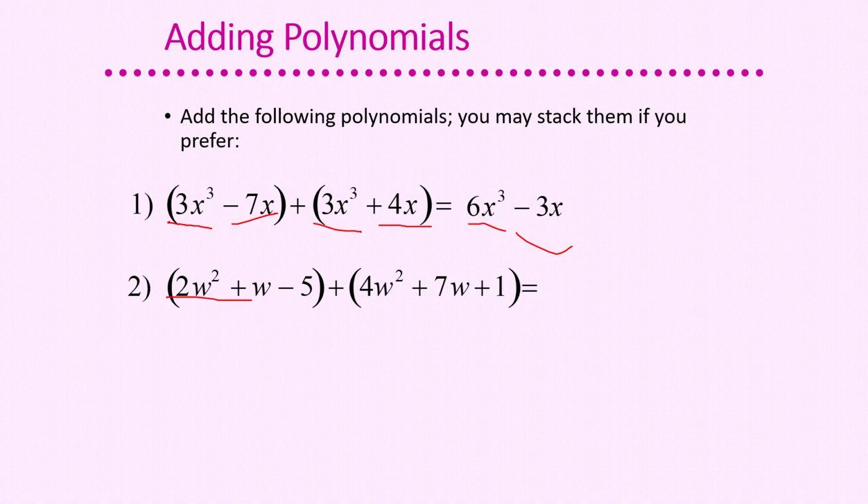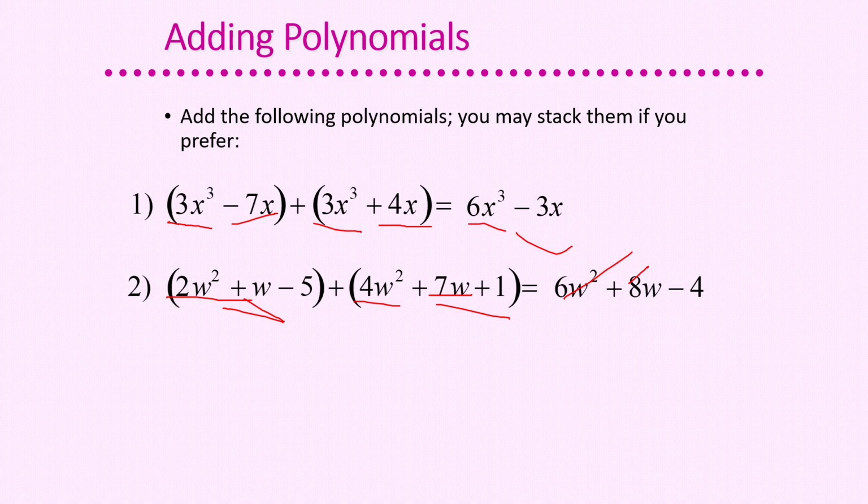2w squared plus 4w squared. We got 6w squared. And then 1 here. So w has an invisible 1. So 1 plus 7 is 8. So that's why we get the correct answer here.